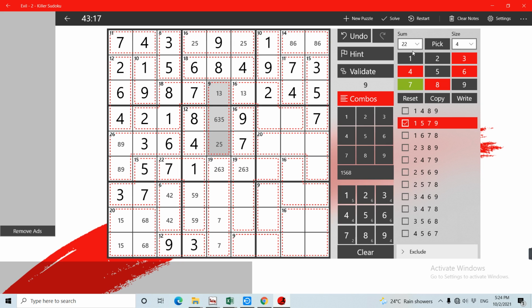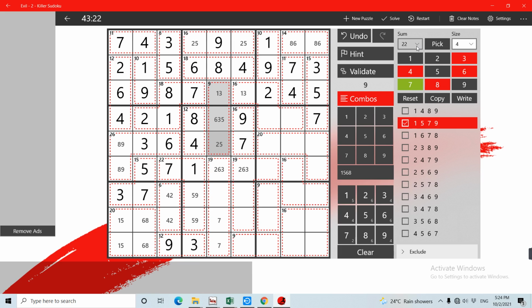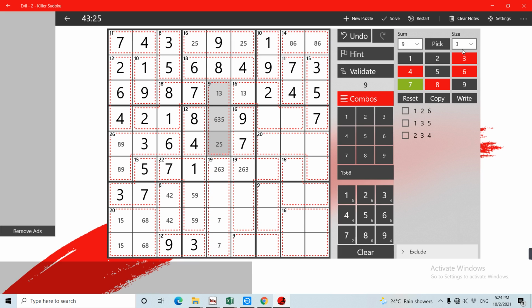Now take a look at this 9, size of 3. I can enter 1, 6 and 2. That's a possible combination.